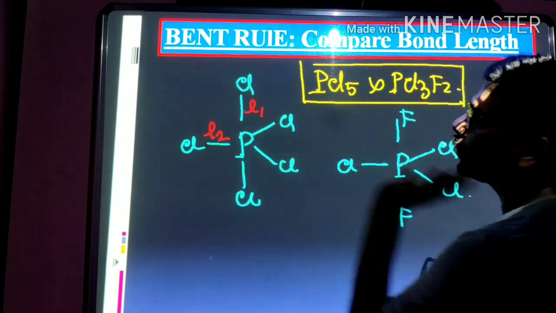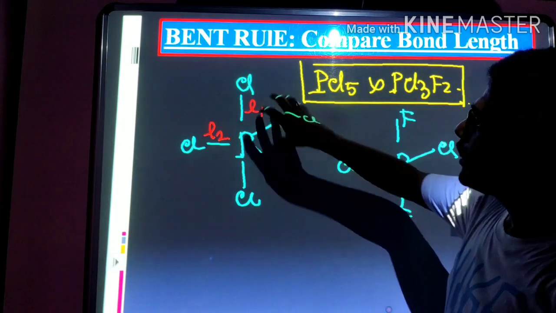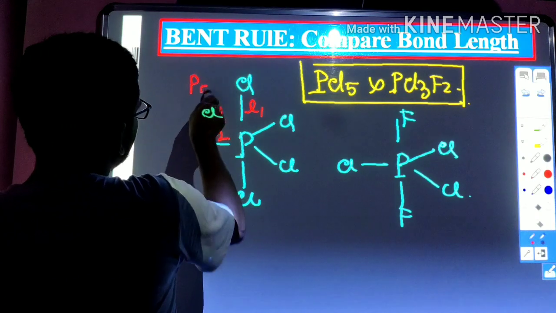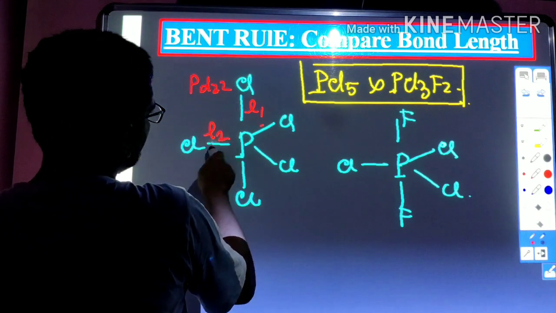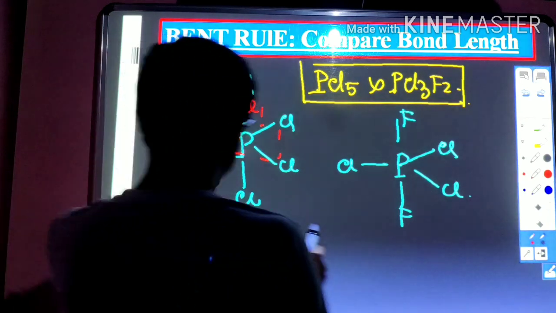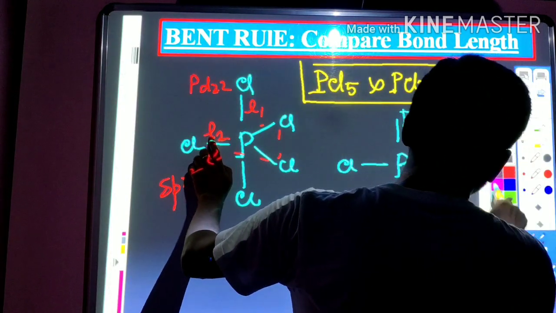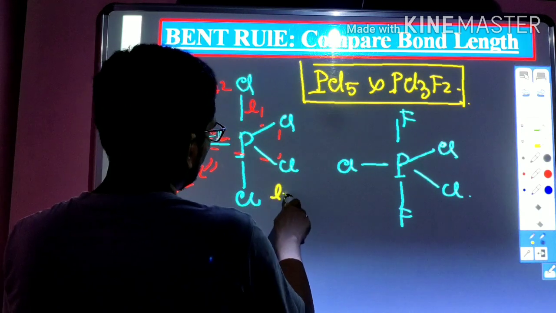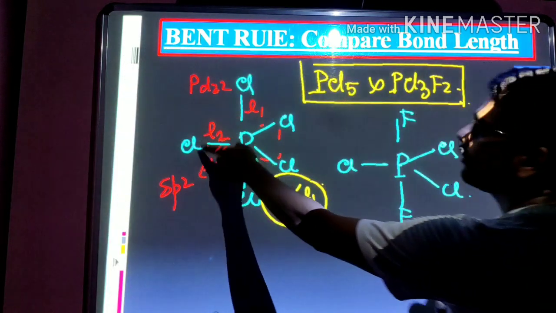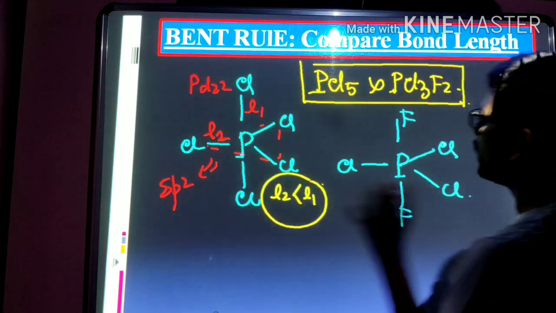L1 and L2. See, here the percentage of S character is less because this has pdz square orbital, and here it is sp2. So the percentage of S character is more. So L2 is less than L1, right? If you compare L1 and L2, it will be like this.